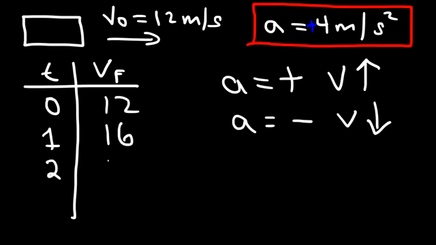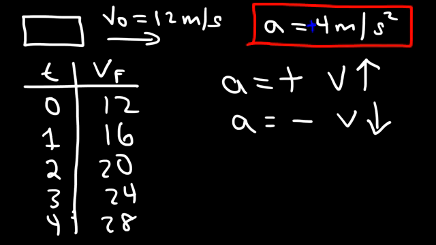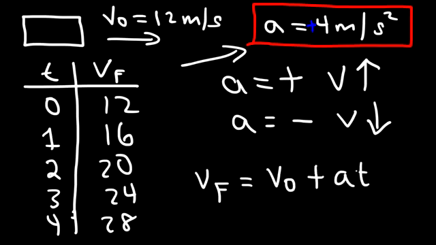2 seconds later, the velocity is 20. 3 seconds later, it's 24. 4 seconds later, it's 28. And so every second, the velocity will increase by 4 meters per second because the acceleration is 4 meters per second per second. Now, the formula that you want to use to calculate final velocity is this equation: V final is equal to V initial plus a t.